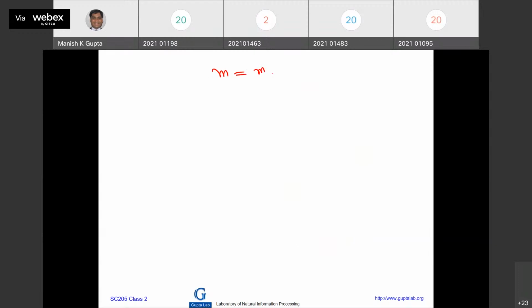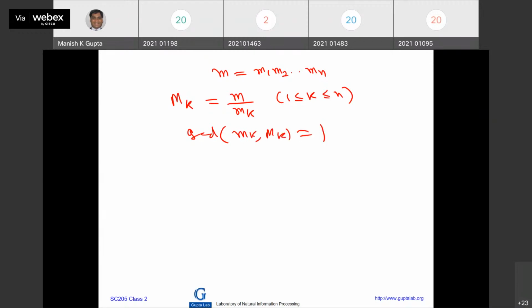So if m is equal to m1, m2, mn, the product of all, I can write down capital Mk as m divided by small mk. Small m is the product of all m1, m2, mn. You divide it by mk, whatever is the kth equation. I am calling that number capital Mk. Then GCD of mk and capital Mk will be 1. So now this means there exist integers yk such that capital Mk times yk is equal to 1 mod mk. That means yk is nothing but the inverse of capital Mk.